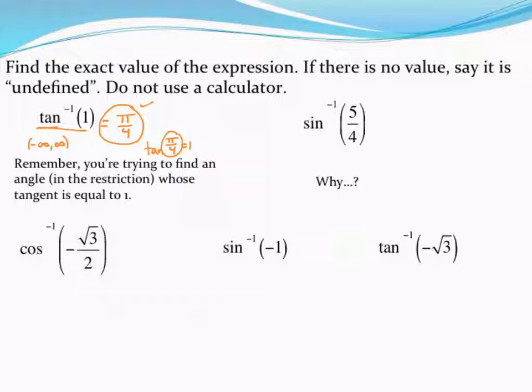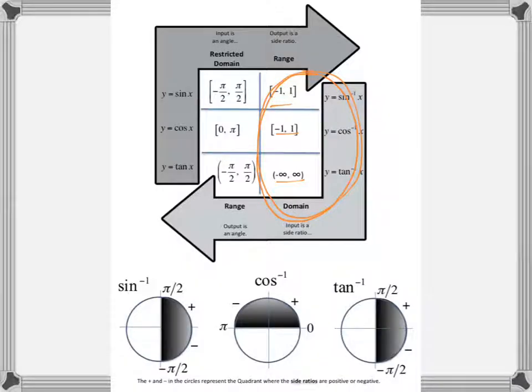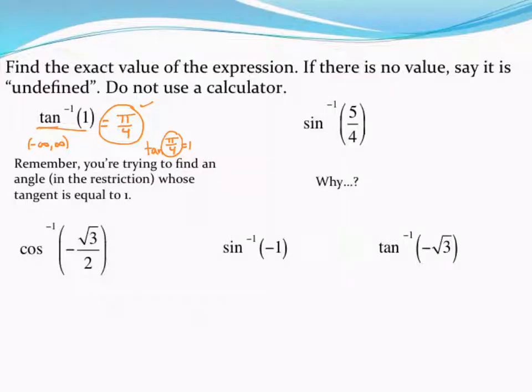So next up, I've got the inverse sine of 5 over 4. Well, remember, the first question we always want to ask ourselves is, is that in our domain? The domain of inverse sine is just between -1 and +1. So I can see that I've got a problem, because 5 over 4 is bigger than 1. That is not within the domain, which means I can't even get an answer. The answer is there is no answer. It's undefined. There is no angle that will get you a sine ratio of 5/4.